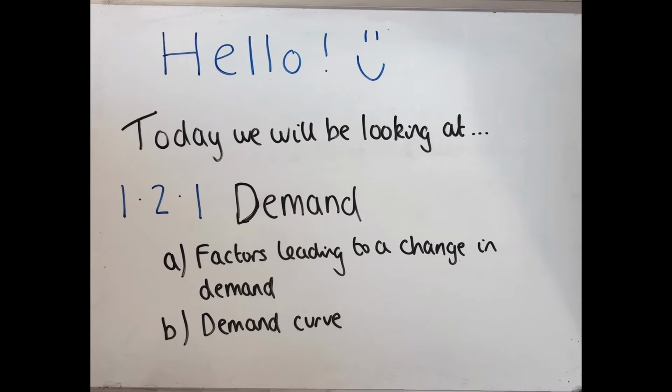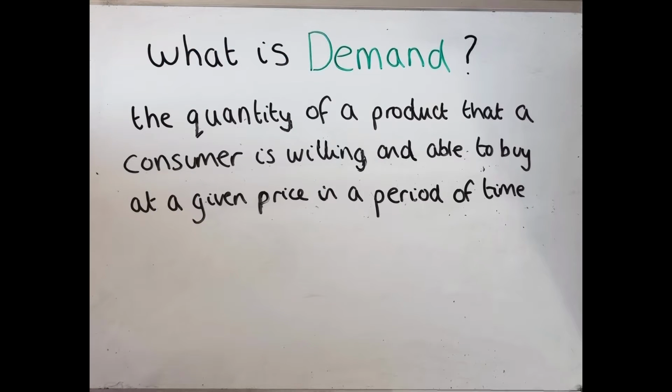We will be looking at chapter 1.2.1, which is demand, and that includes the factors leading to a change in demand, and I will also be showing you the demand curve. So what is demand? Demand is the quantity of a product that a consumer is willing and able to buy at a given price in a period of time.